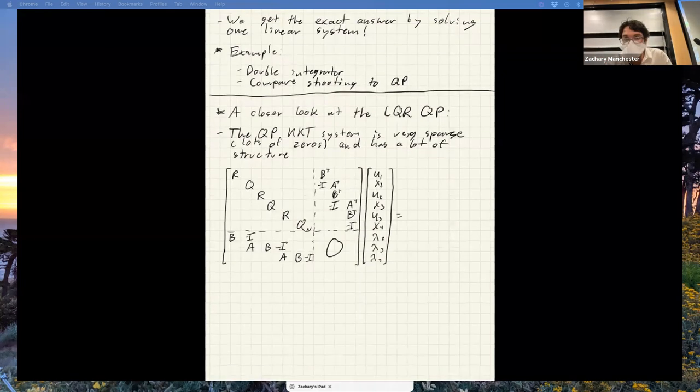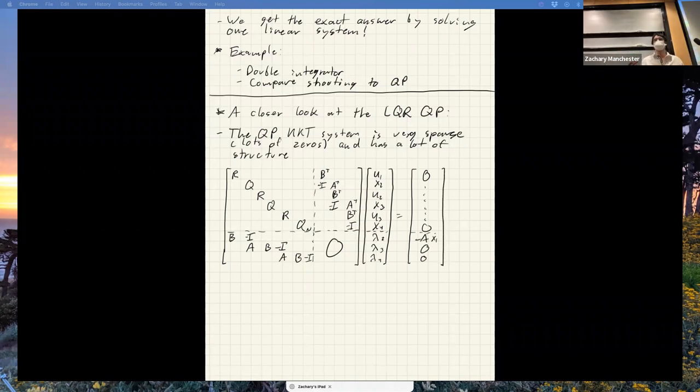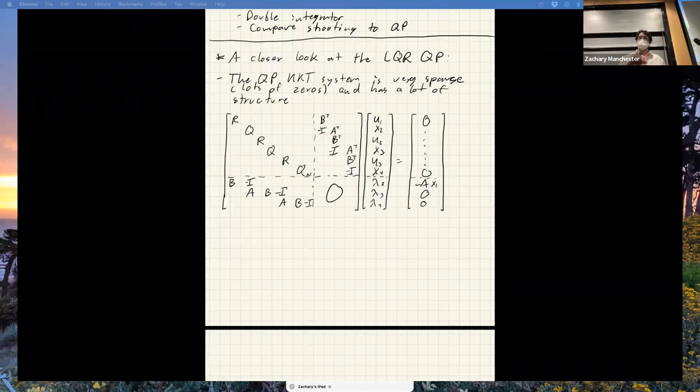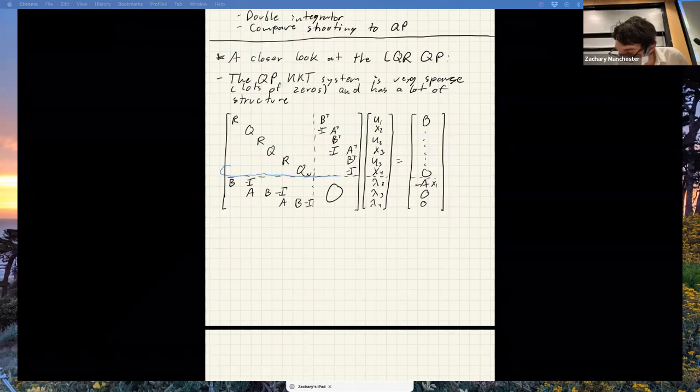And then the right-hand side vector, in our case, is going to be all zeros for this part. So I can partition these as well. And then minus A X1, zeros down here for the dynamics constraints, right? Okay, so that's the whole thing for a pretty short trajectory. What we're going to do now is look inside the matrix, and we're going to start by looking at the bottommost row.